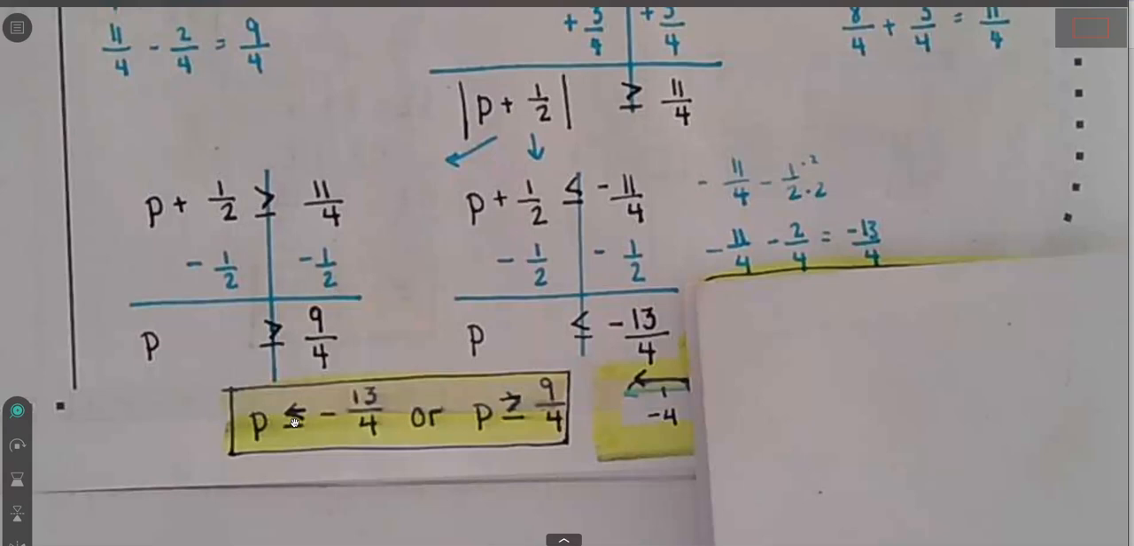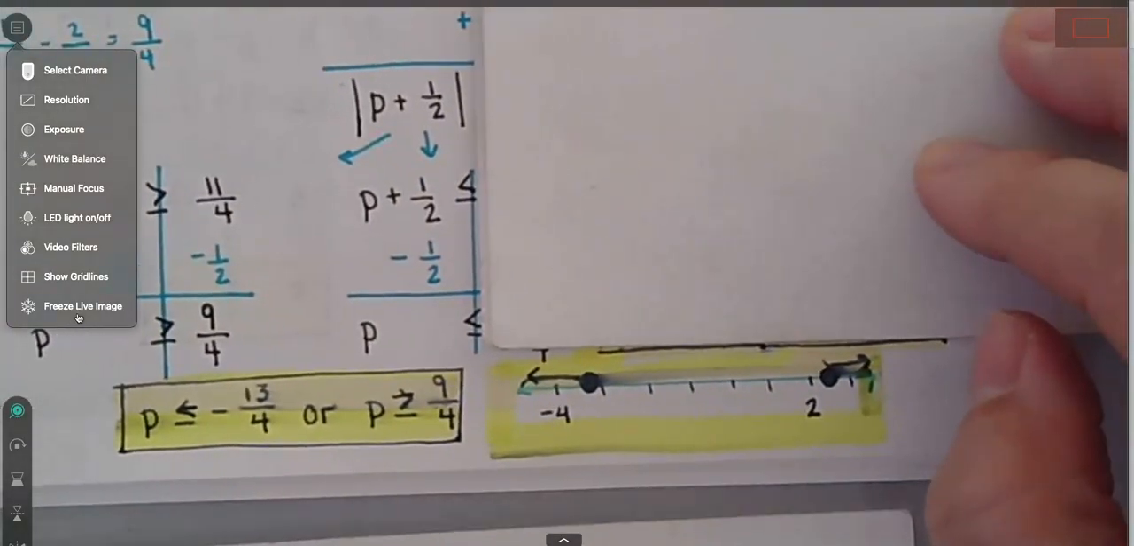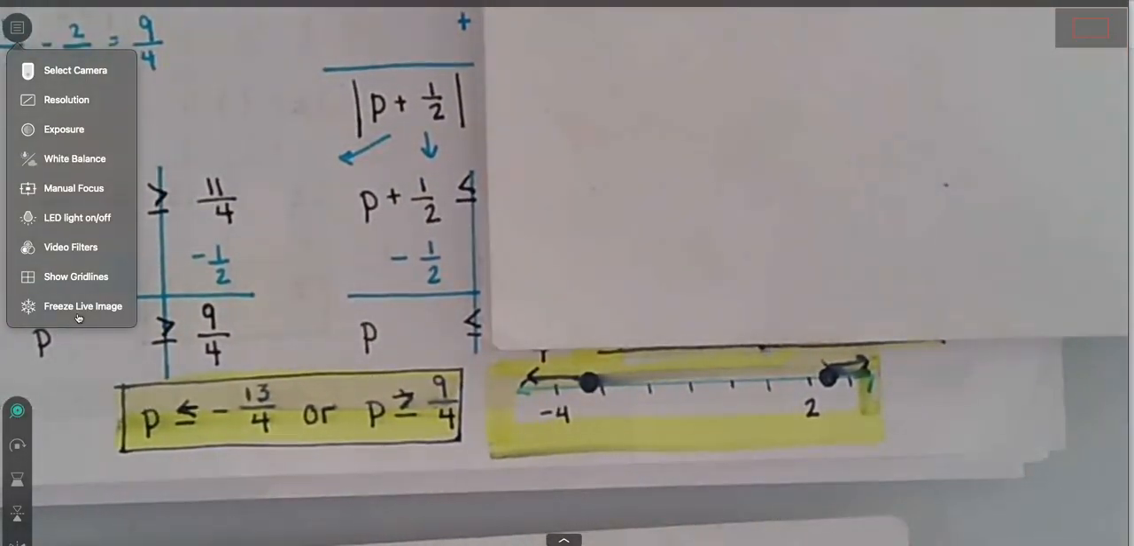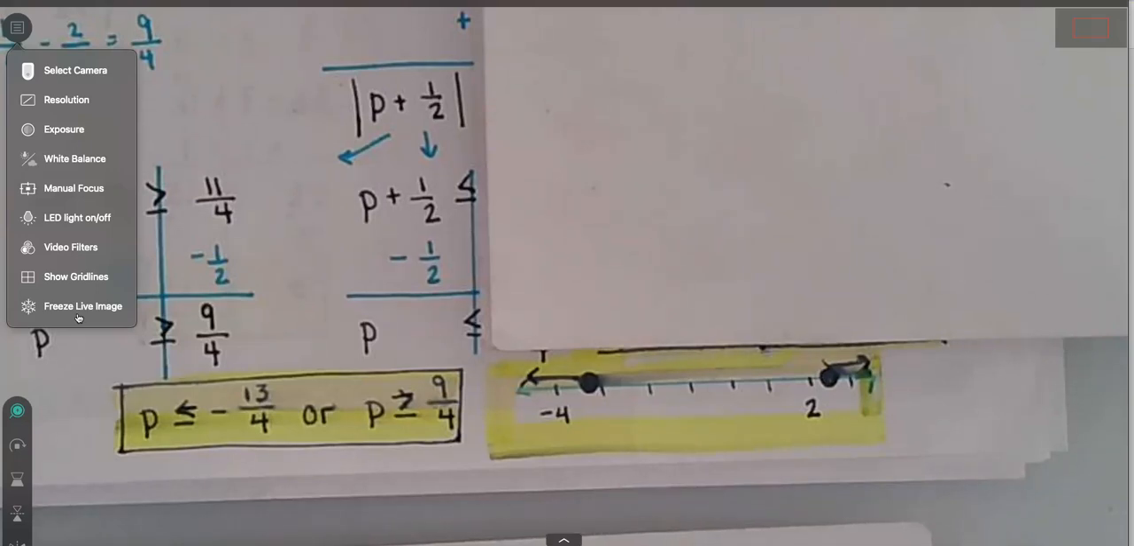All right, here is the answer. My graph smeared just a little bit. I apologize. So negative 13 over 4 is like, what is it, negative 3 1/4, and 9 over 4 is like 2 1/2. Sorry, 2 1/4, let me say. All right, any questions on the graph?